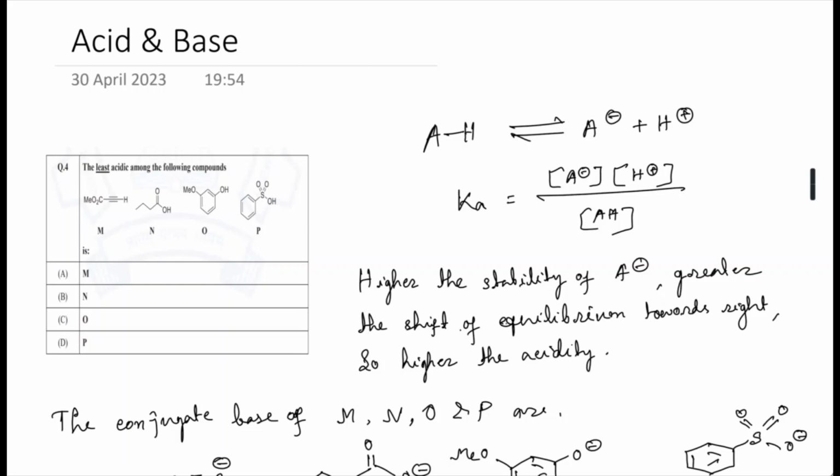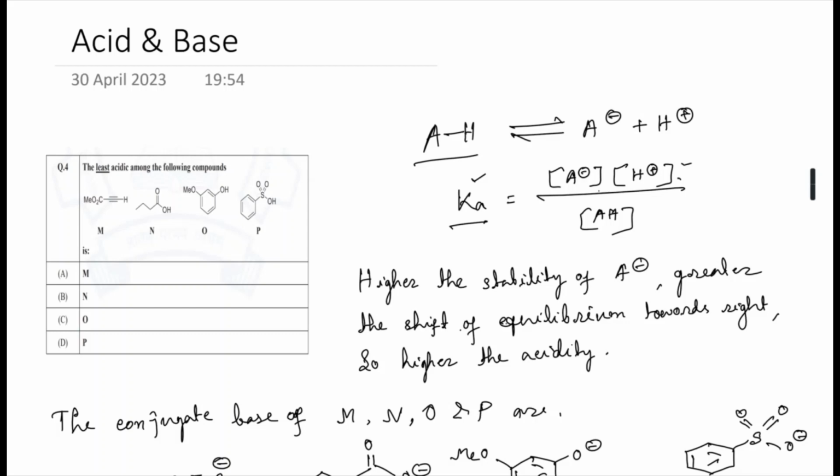Let's say AH is an acid which dissociates as A minus and H plus and forms an equilibrium. Now the equilibrium constant Ka equals the concentration of A minus times the concentration of H plus divided by the concentration of AH, that is the acid. Now, the higher the concentration of H plus, the higher is the value of Ka and the higher is its acidity. So higher the value of Ka, higher is the acidity.